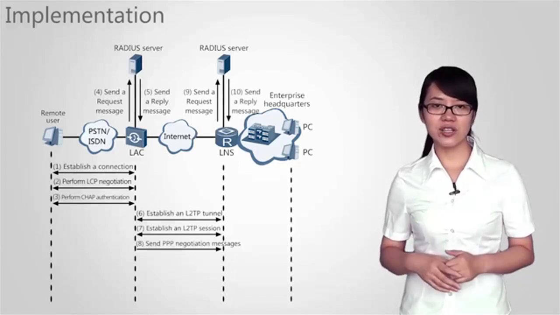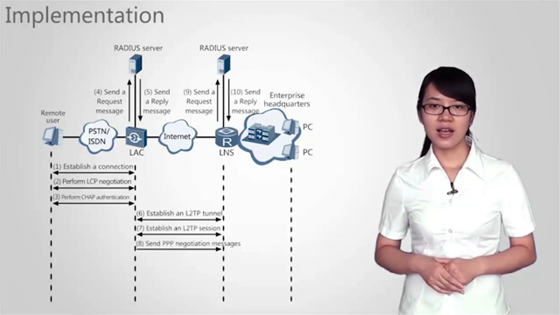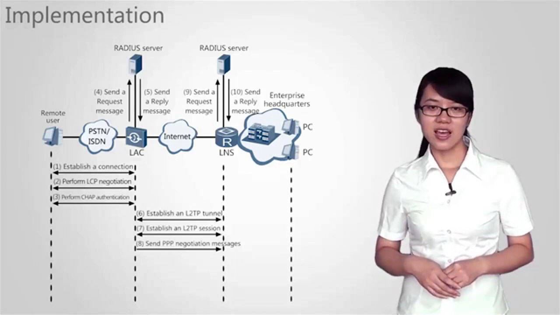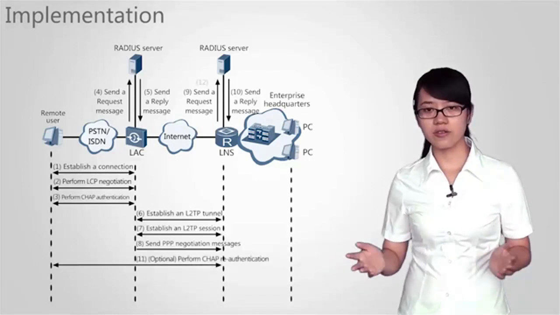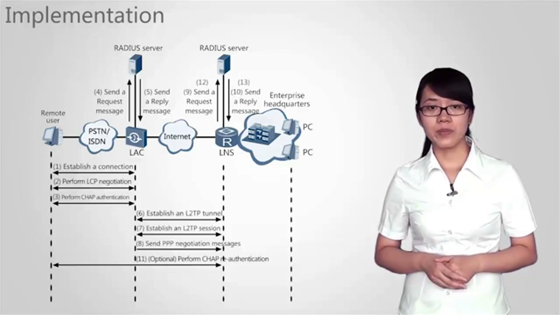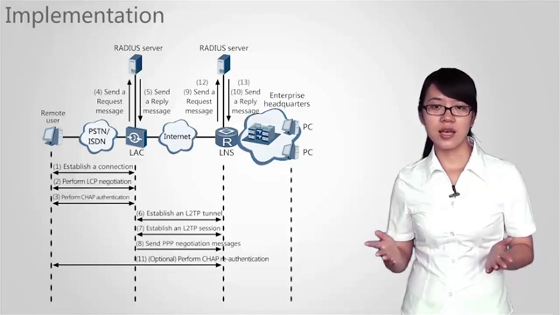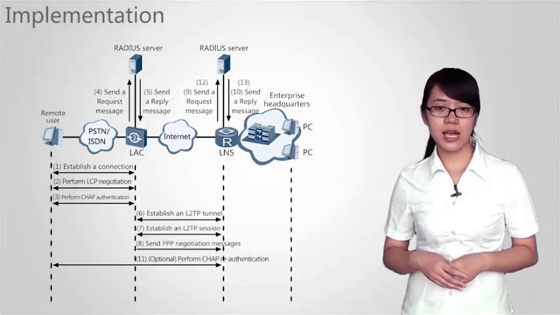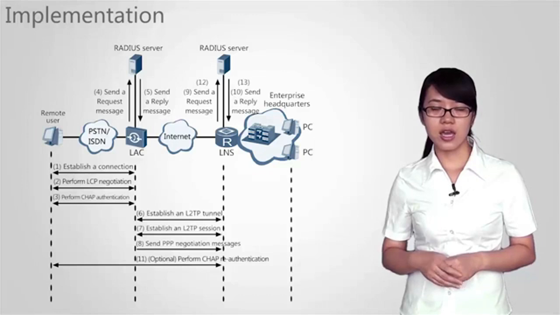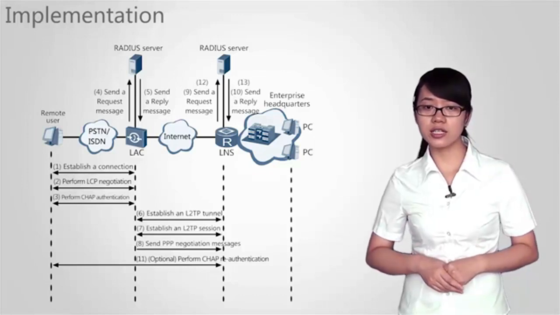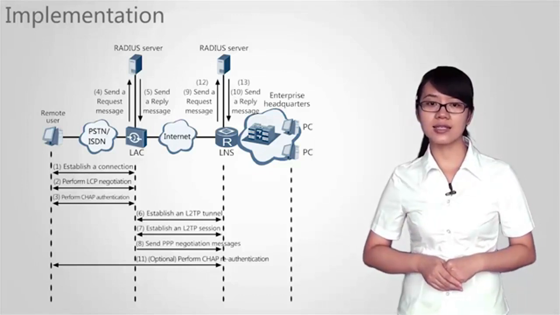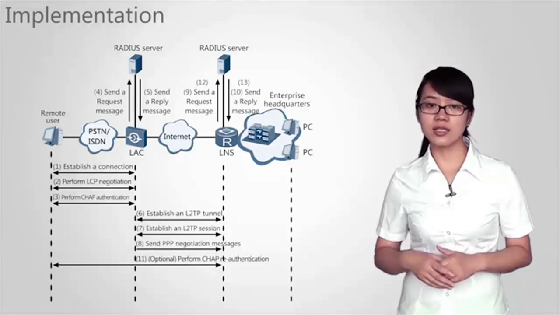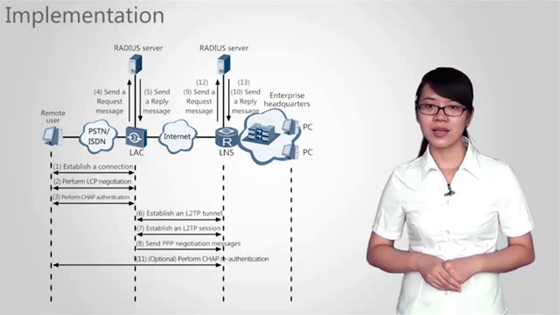The LNS retrieves user information and locally or remotely authenticates the remote user again. If CHAP authentication is configured on the LNS when PAP authentication is used, the remote user fails the authentication and the L2TP connection cannot be established. If LCP renegotiation is configured on the LNS, the device will instruct the remote user to reinitiate PPP negotiation.